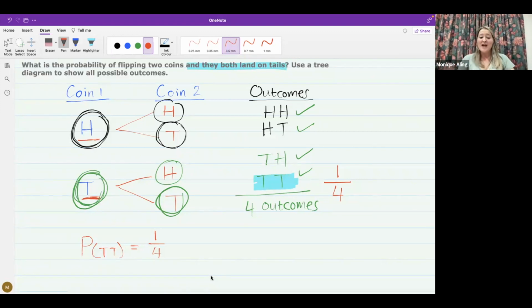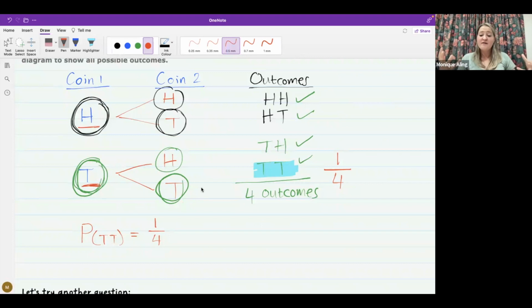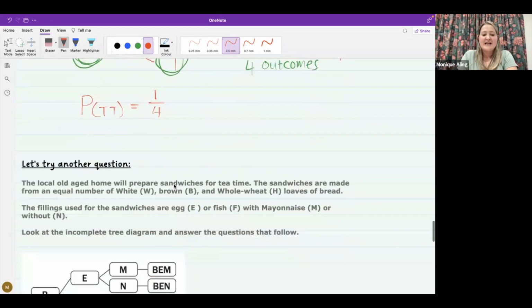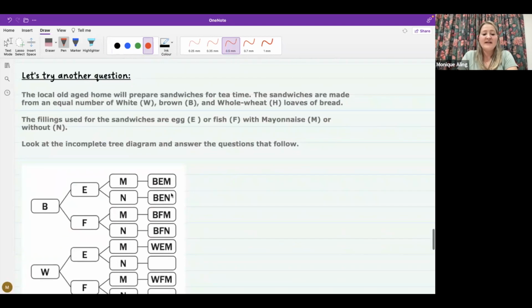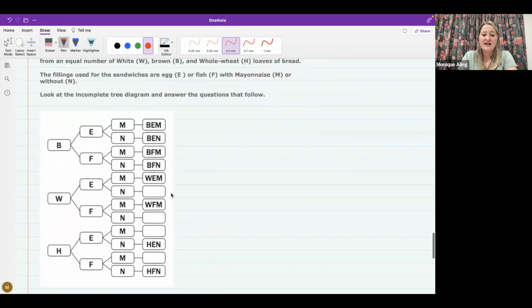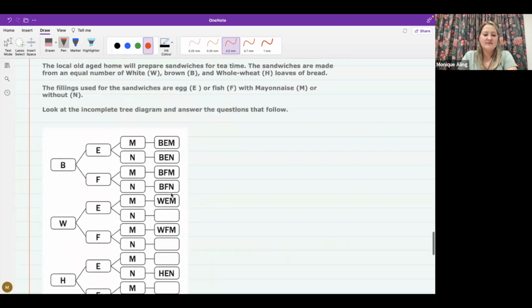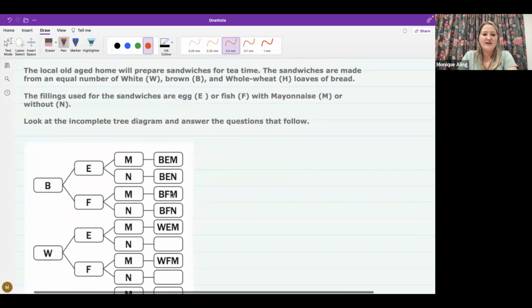So that's one way you can be asked about a tree diagram. You can actually draw one from scratch, or they can give you a partially completed one and ask you to complete it, or give you a full one and you have to answer questions based on the tree diagram. So let's try another one. This one, we had to draw a tree diagram from scratch. This one, we've been given. Now it looks really intense, but it's not that bad. So let's first look at the question before we look at the tree diagram.